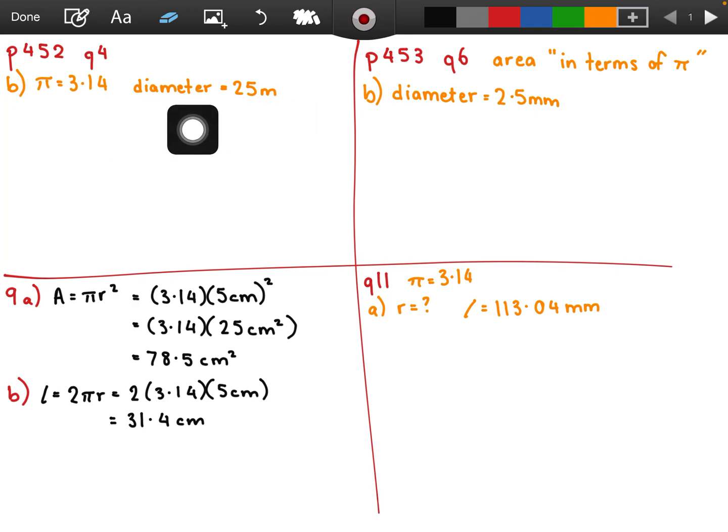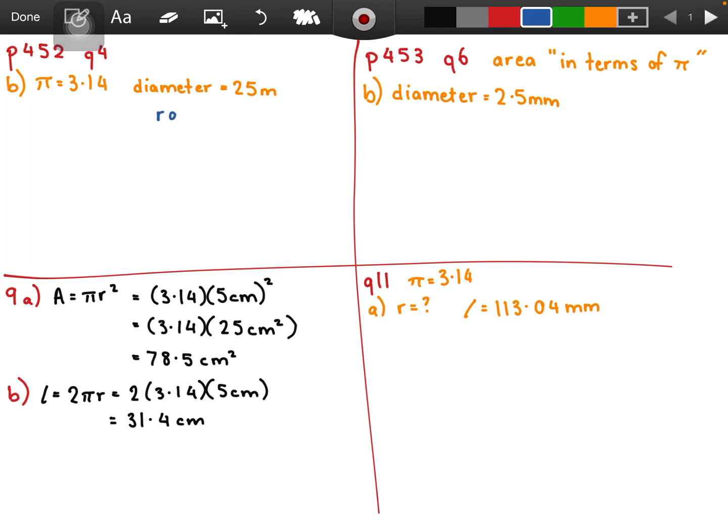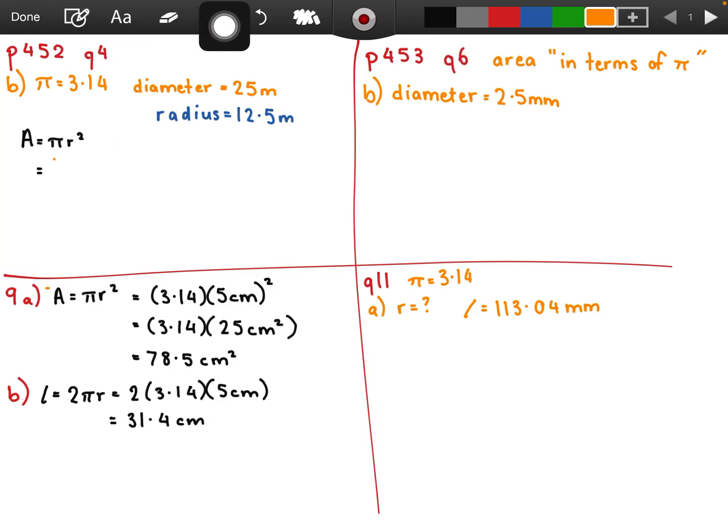So for question 4, one of the things that it asks us is to find the area and circumference, and instead of giving us the radius, they've given us the diameter. Remember, we said that the diameter is twice the radius. So if they've given us a diameter of 25 meters, then the radius is half of that. We divide 25 by 2 and we see that the radius is going to be 12.5 meters. Once we know that, we can go ahead and do the normal sum.